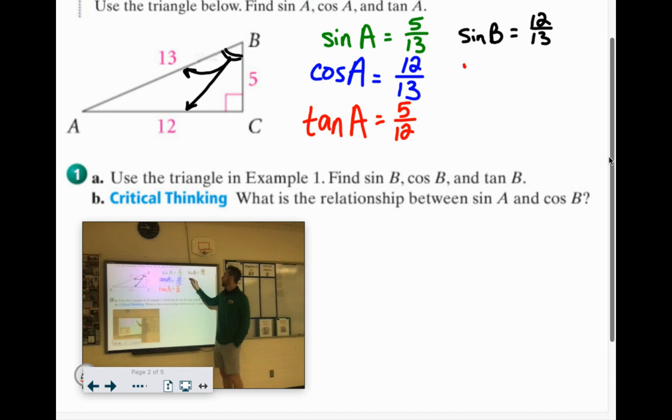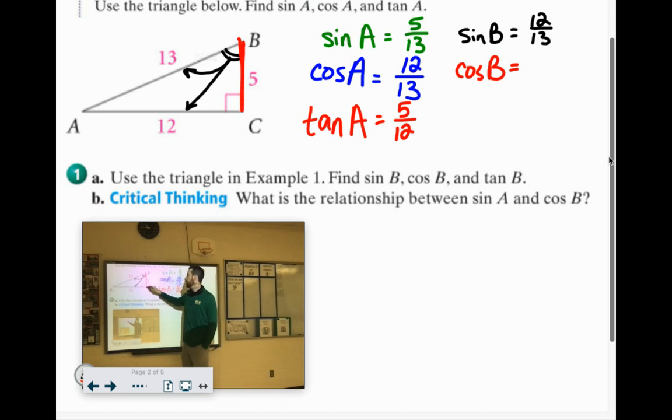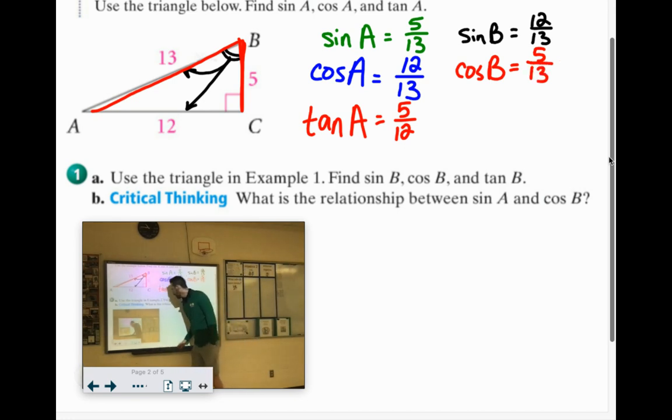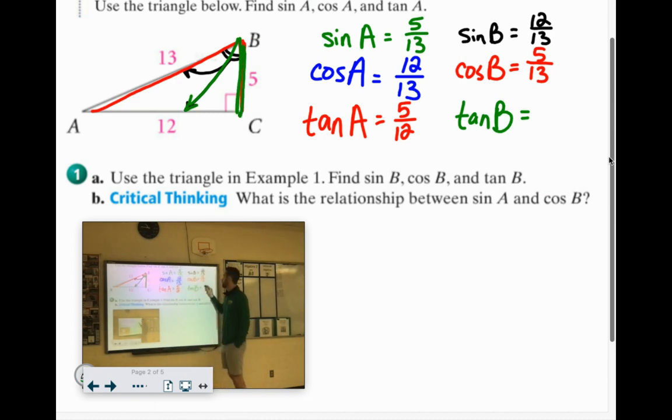Then we will do the cosine of B. Cosine is adjacent, which will be 5, over the hypotenuse, so 5 over 13. Great. And then tangent is the opposite side, 12, over the adjacent side, 5.